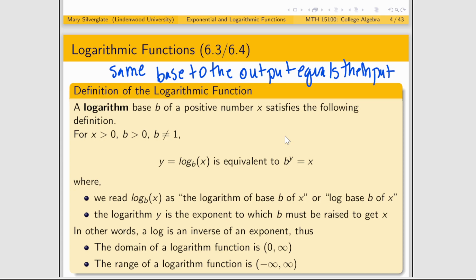So let's see that in action. If, for example, I have y equals log base b of x, I'm going to keep the base the same, which is b. B here is the base.